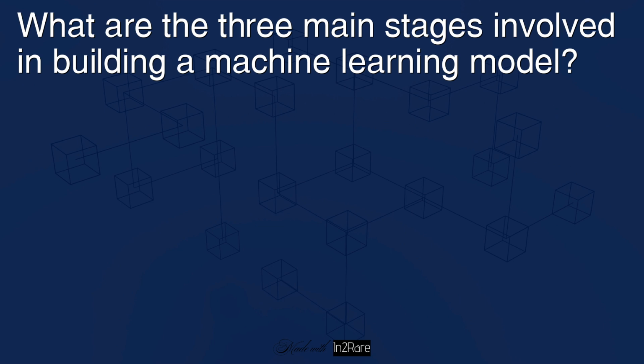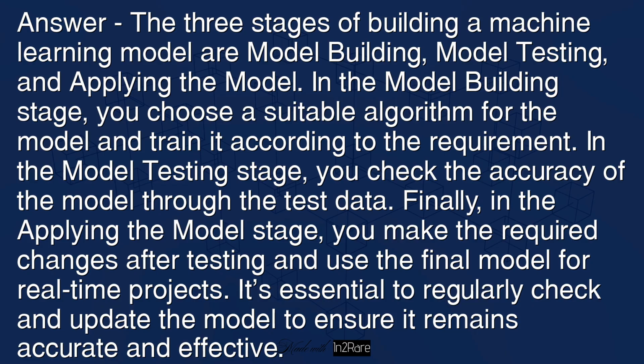What are the three main stages involved in building a machine learning model? Answer: the three stages of building a machine learning model are model building, model testing, and applying the model. In the model building stage, you choose a suitable algorithm for the model and train it according to the requirement. In the model testing stage, you check the accuracy of the model through the test data. Finally, in the applying the model stage, you make the required changes after testing and use the final model for real-time projects. It's essential to regularly check and update the model to ensure it remains accurate and effective.